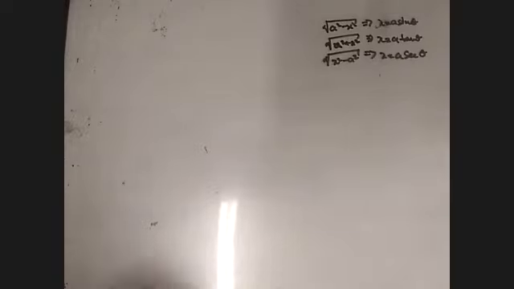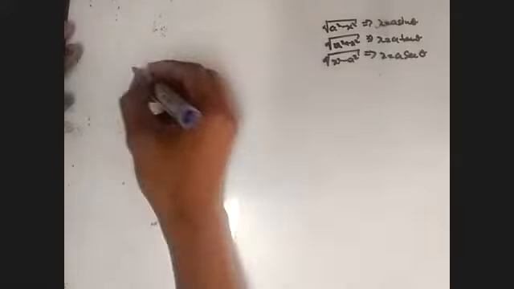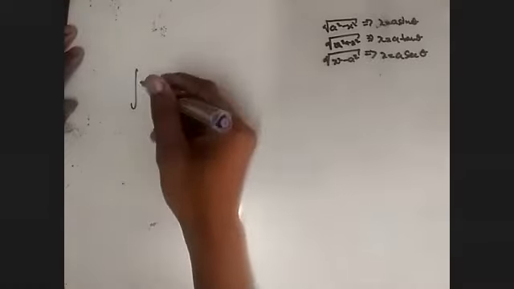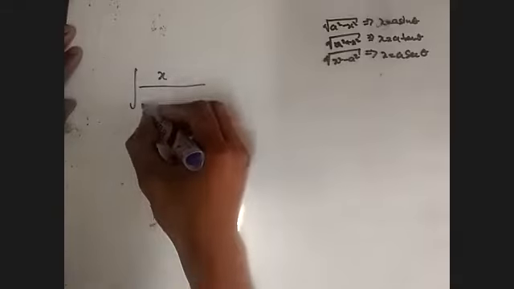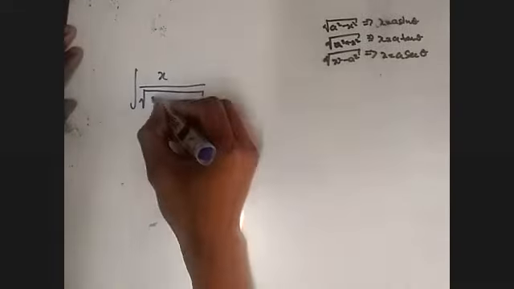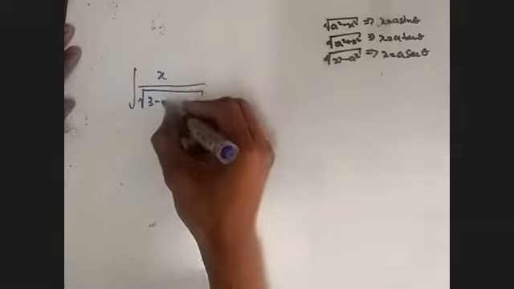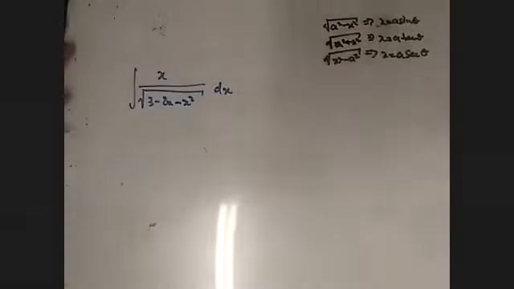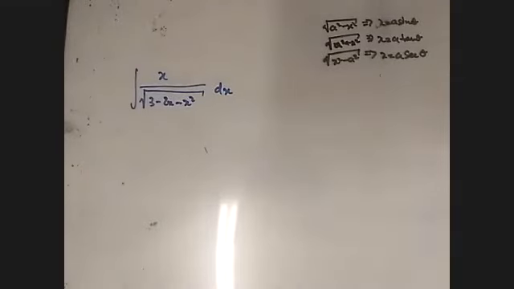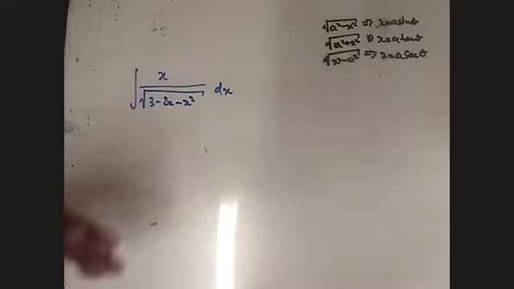So let me take another example. Let me take this one. I've got the integral of x over the square root of 3 minus 2x minus x squared dx. The question just says evaluate. Now the question is, how am I going to evaluate such a thing?